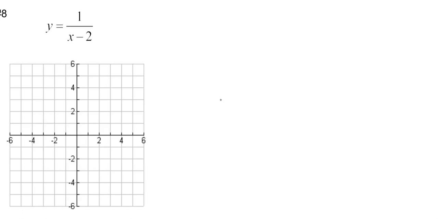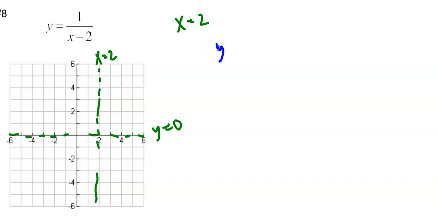This one, I know you've done this with transformations. You know it probably goes to the right 2 units. But if we do it this new way of thinking, the vertical asymptote is x equals 2. The horizontal asymptote is y equals 0, because it's bottom heavy. The y-intercept is 1 over negative 2, so negative 1/2. For the x-intercept, 0 equals 1, because the denominator goes away. Well, that's not true. It doesn't really have an x-intercept.